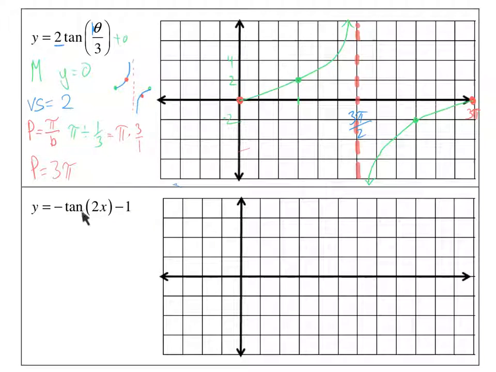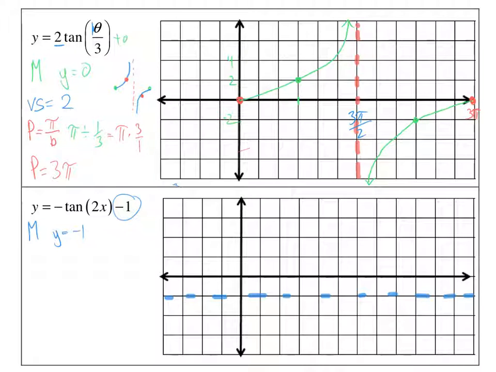All right, next one, let's do this one. Let's find my midline, amplitude, vertical shift, and period again. So my midline for this one is y equals, looks like -1. Right there is my midline. And actually, let's draw that on real quick. So my midline is -1. Let's draw that midline on, because everything's based upon that. This is kind of the middle of my whole entire graph.